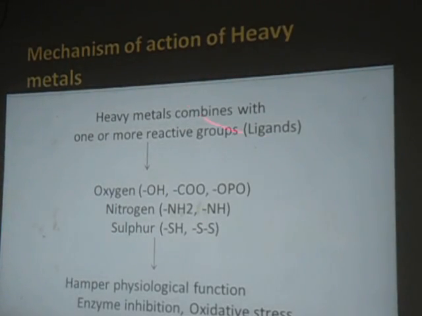So what happens here? The mechanism of action of heavy metals is not the mechanism of the drugs we are using. The heavy metals combine with one or more reactive groups, that is oxygen, nitrogen, sulfur. These are the reactive groups present in the normal enzymes in the body. They can hamper physiological function: enzyme inhibition, oxidative stress, cytochrome deactivation, all these things are there.